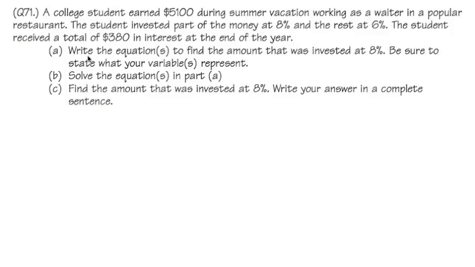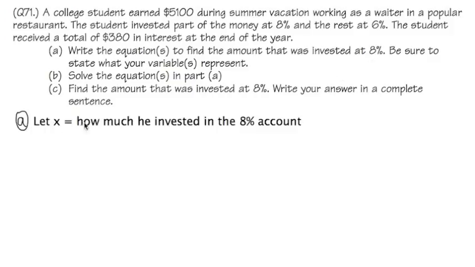Part A, we are going to write equations to find the amount that was invested at the 8% account. Be sure to write down what our variable represents. Because we don't know how much money he invests at the 8% account, that will be our variable. To start, let x equal how much he invested in the 8% account.